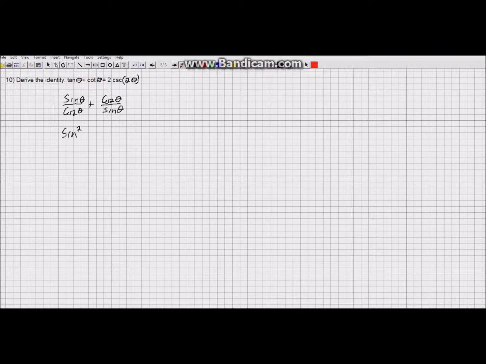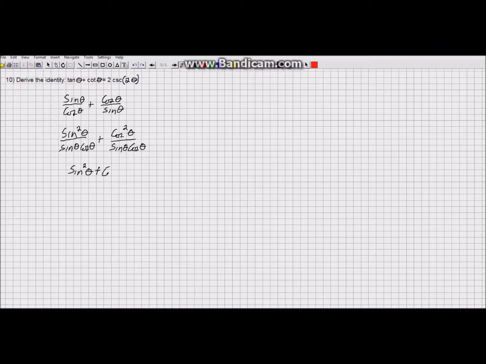Since I'm adding fractions, I want to find a common denominator, and the common denominator is sine theta cosine theta. So I multiply the first fraction by sine over sine, getting sine squared in the numerator. In the second fraction, I multiply top and bottom by cosine, so I get cosine squared in its numerator. And now I have a fraction with common denominators.